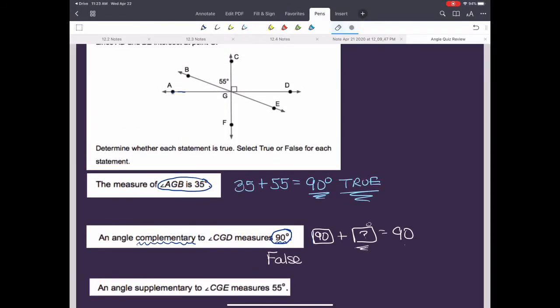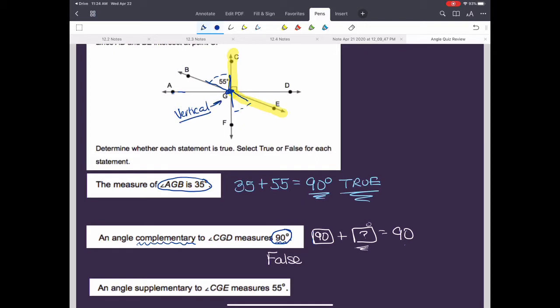An angle supplementary to CGE, let me outline that one. CGE is right there. So an angle that is supplementary to that angle measures 55. Now this one's a little tricky. This angle right here is 55 degrees. Notice that it is right across from this angle right here. What relationship are those angles to each other? Those are vertical.